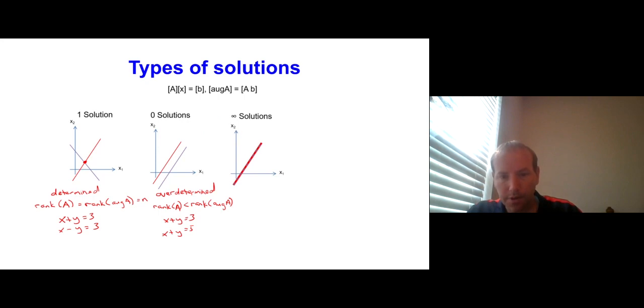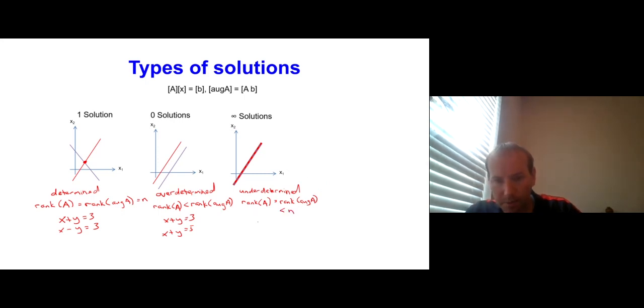And then a third possibility is if there's an infinite number of solutions because the lines completely overlap. We call this an underdetermined system. That's when the rank of A equals the rank of the augmented A, and it's less than n.